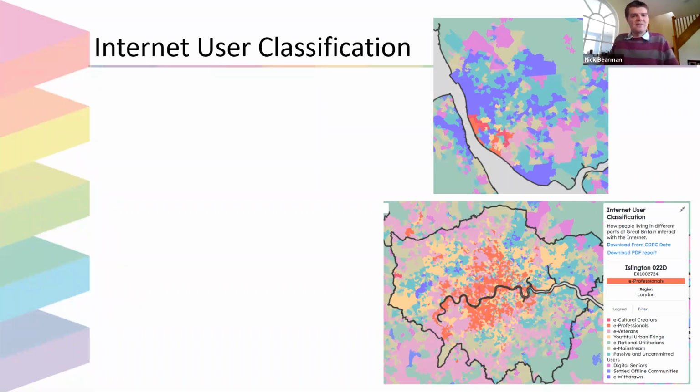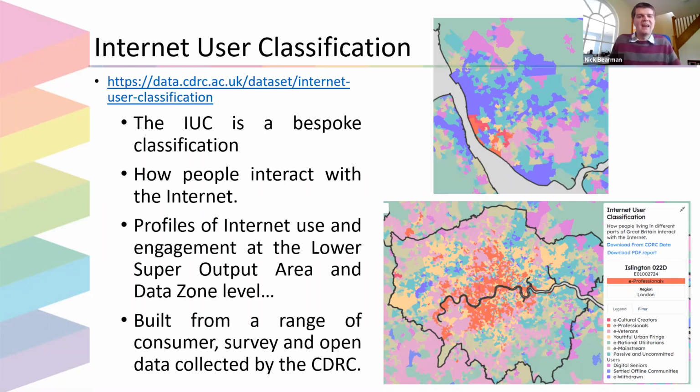So that's the general approach to geodemographics. We're going to dive a little bit more into the internet user classification initially. We've got a couple of examples here looking at Liverpool and London. And so, Jacob, could you tell us a little bit more about the internet user classification, please?